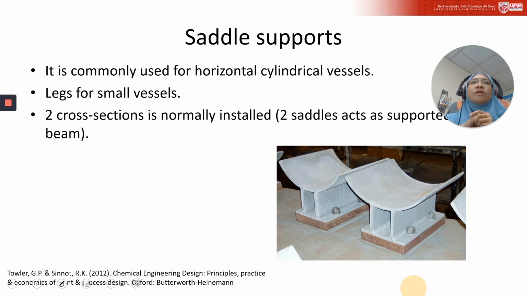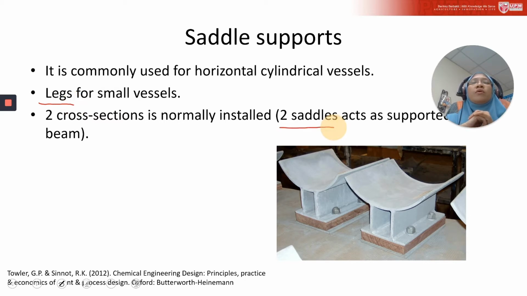Saddle support is the most commonly used support for horizontal cylindrical vessels. Sometimes in other designs they will use legs, but this is for small horizontal vessels. Normally two saddles are installed.